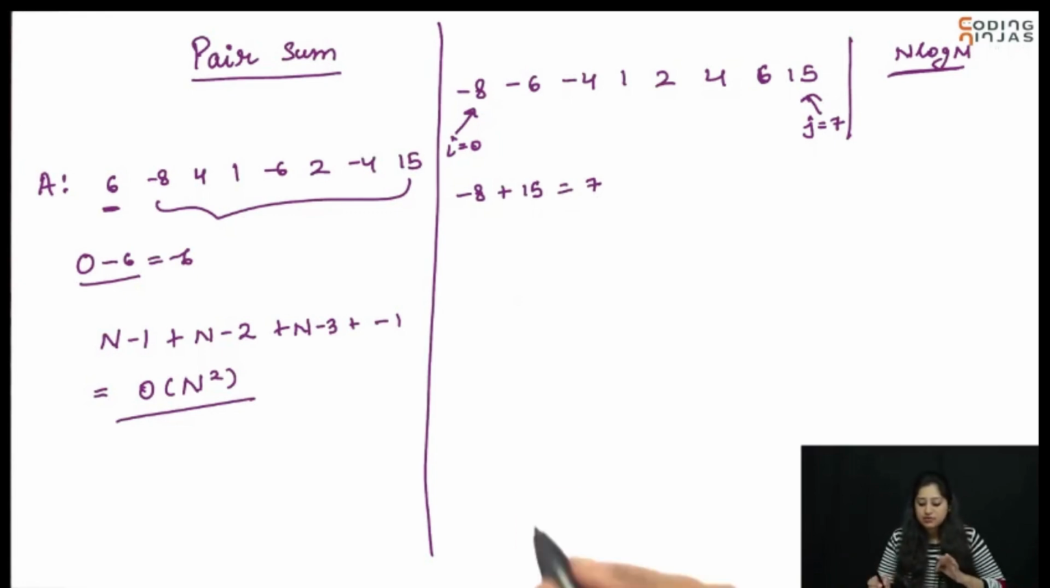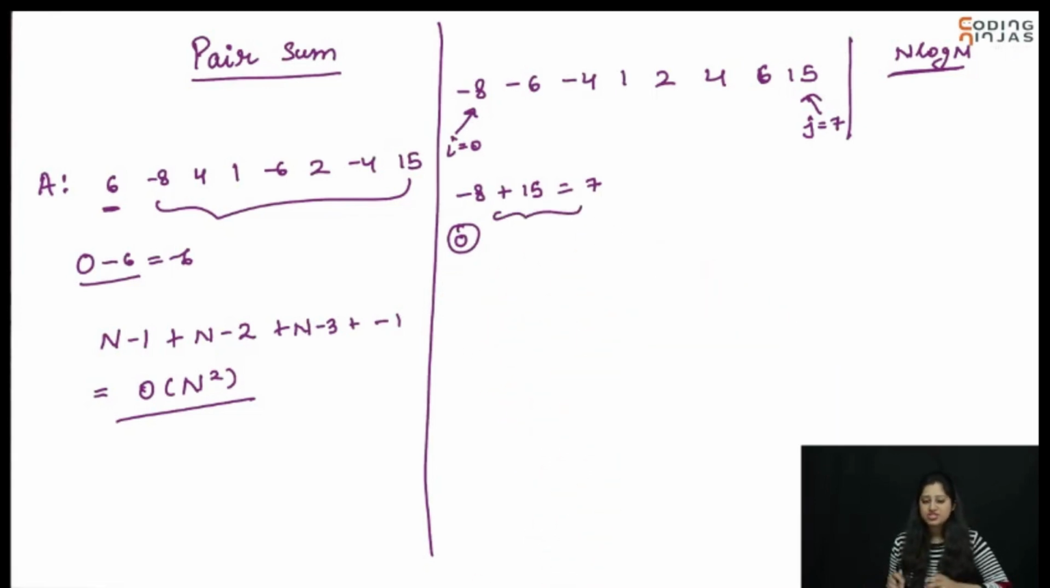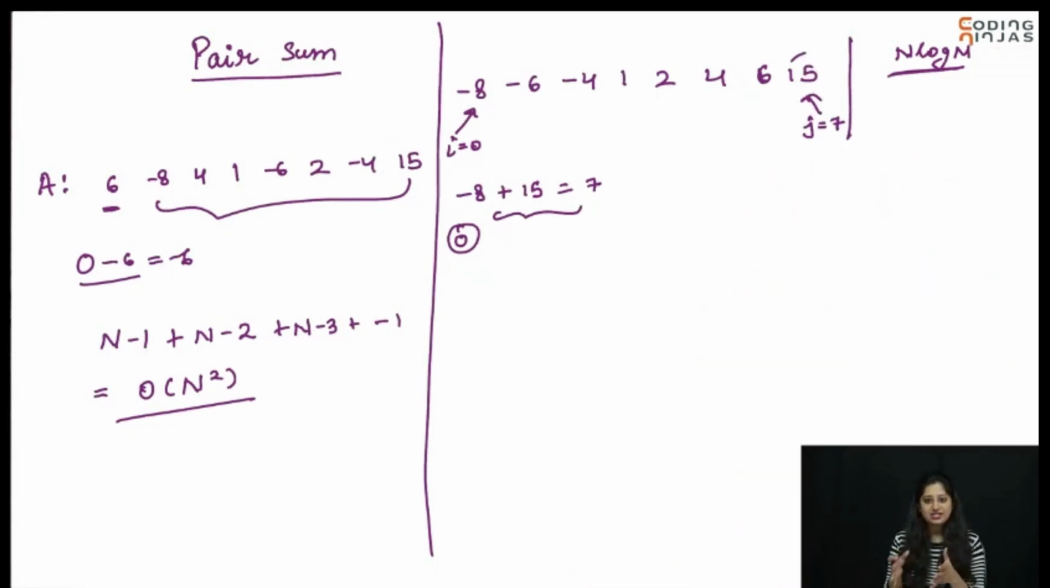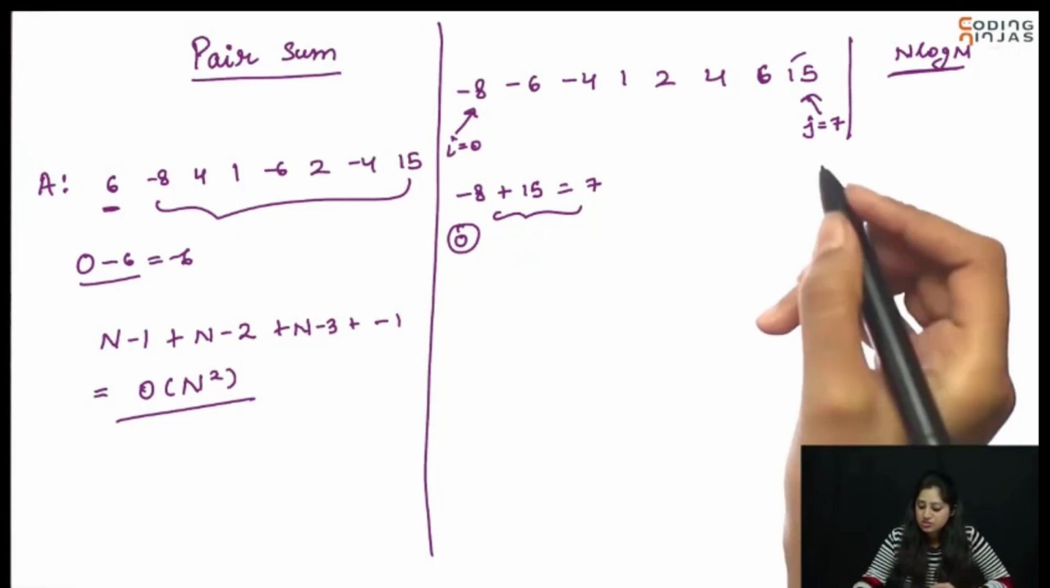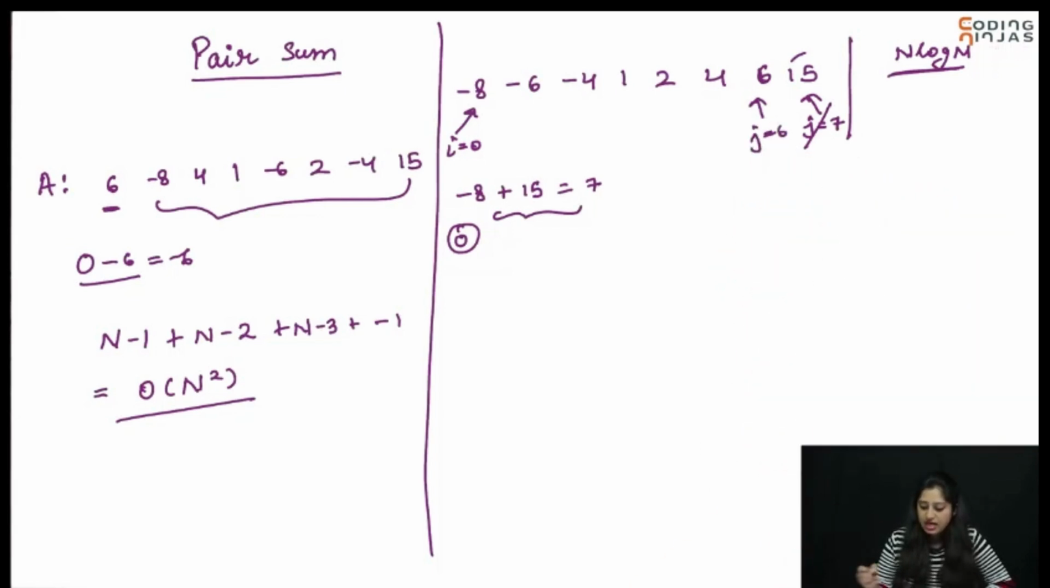Now the sum that I was looking for is 0. The sum that I have got is 7. So 7 is greater than the expected number. That means I have added a large number, which makes the total sum greater than the required sum. So what I should do is try adding a number which is just smaller than 15. That means decrease j by 1, and now try adding minus 8 plus 6.